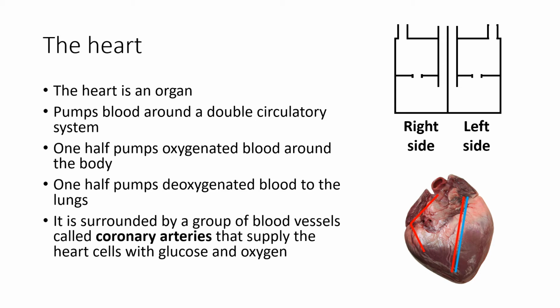To supply the heart with all of the oxygen and glucose it needs, we have what are called coronary arteries. And the coronary arteries are all found around the outside of the heart, and they supply all of the oxygen and all the glucose that the heart cells need in order to carry out respiration.